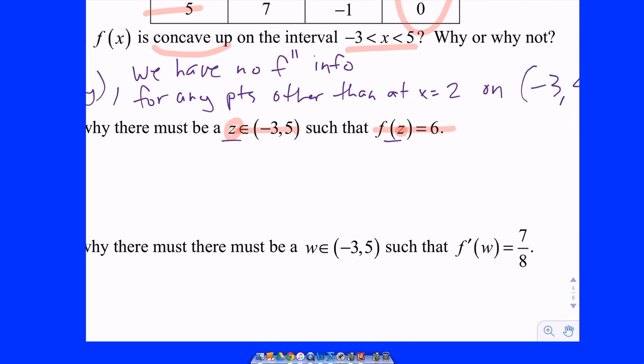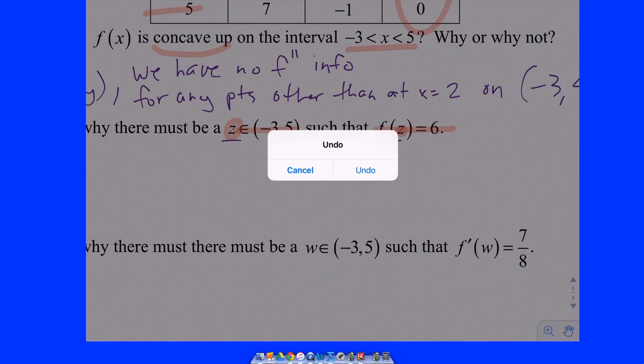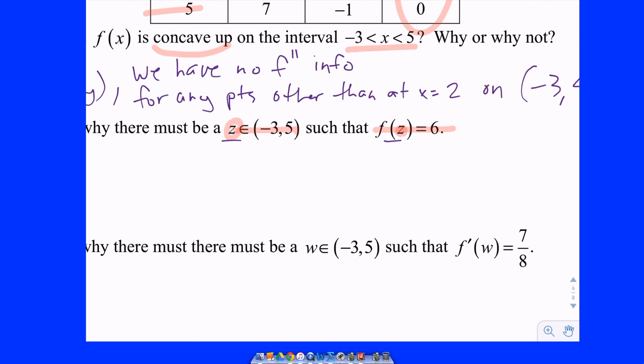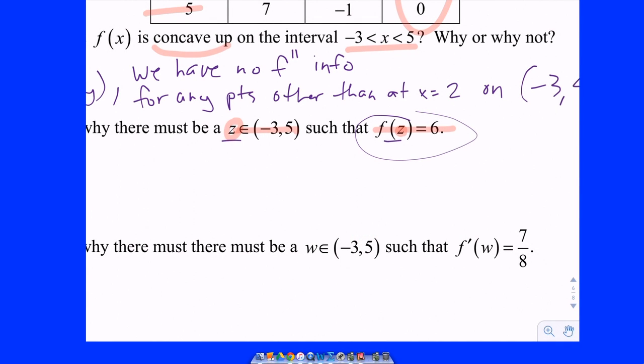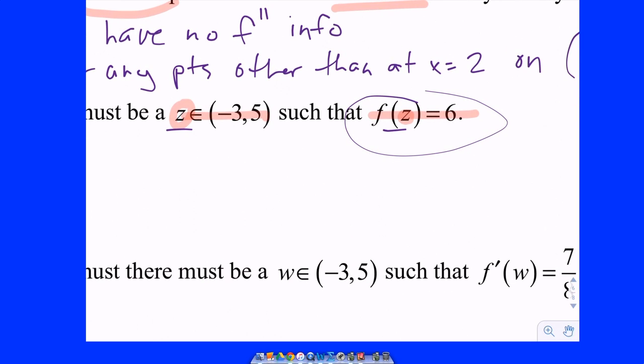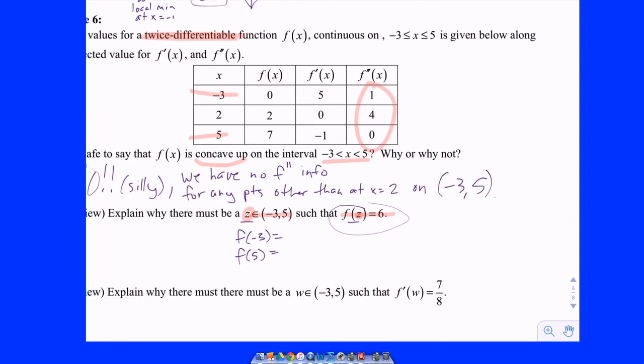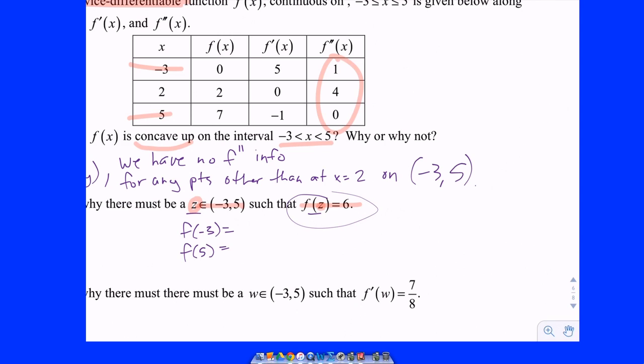What is z in this case? It's just a what value? An x value. And we're trying to prove that a y value exists. Which theorem do we use to prove that a y value exists? The IVT. This is an IVT question. So the IVT, remember, just requires us to figure out the y value at the endpoints. And this is easy. We just pull them from the chart. f of -3 is 0, and f of 5 is 7.